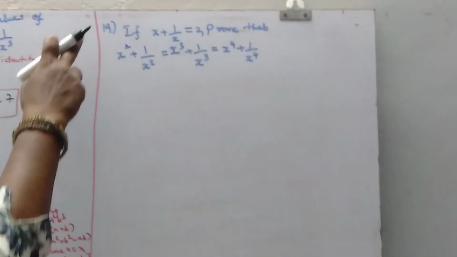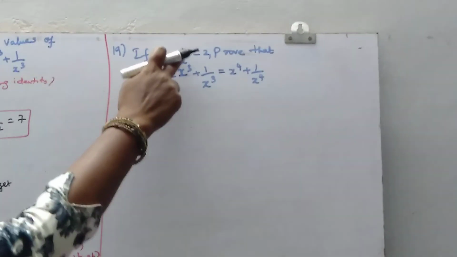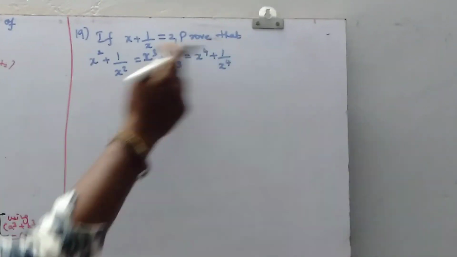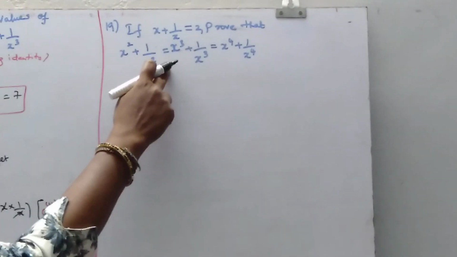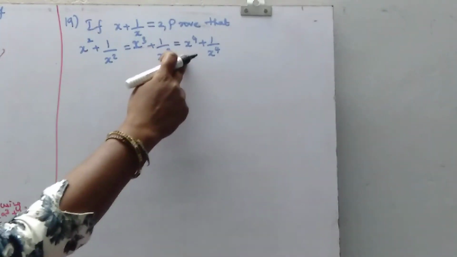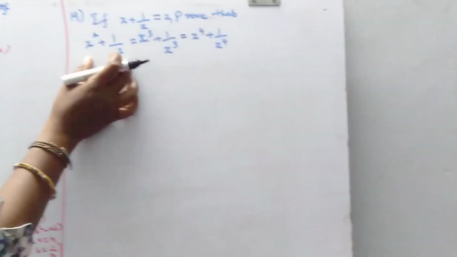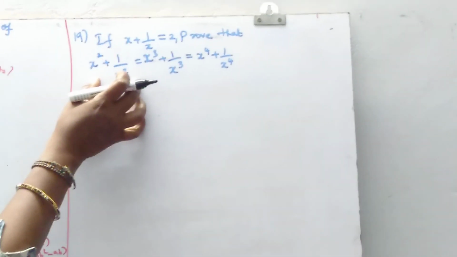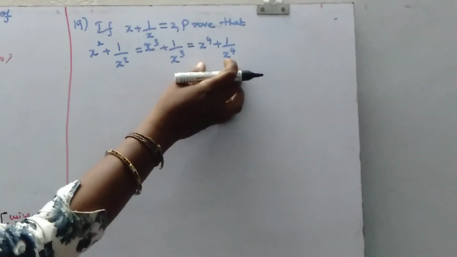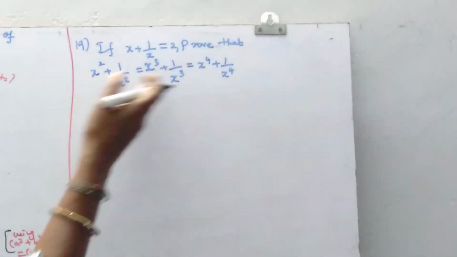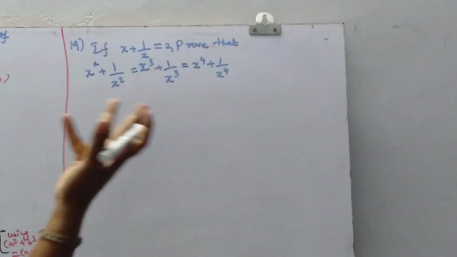The next question is question number 19. If x plus 1 by x equal to 2, we have to prove that x square plus 1 by x square equals x cube plus 1 by x cube equals x power 4 plus 1 by x power 4. Okay, so here we are supposed to find the value of this one, also the value of this one, also the value of this one. These three values are equal, then these three are equal. It is very simple to prove this one.